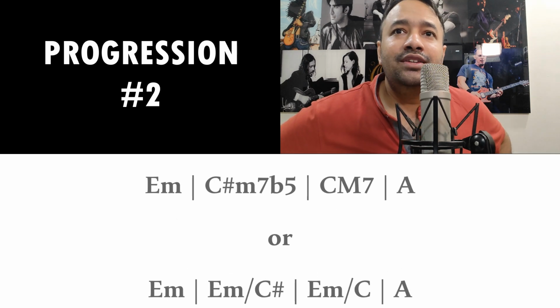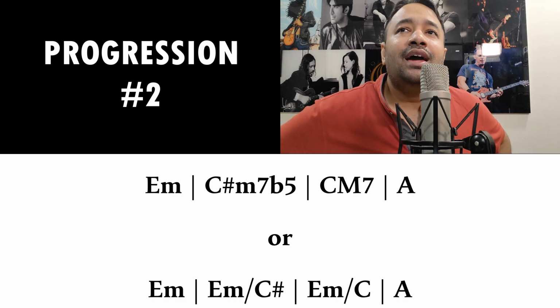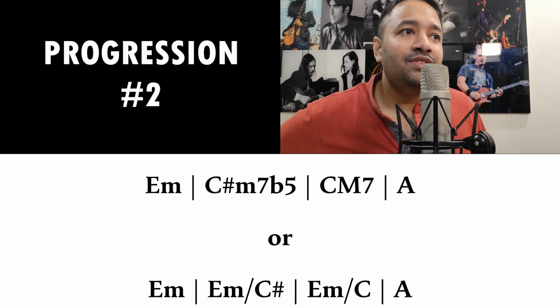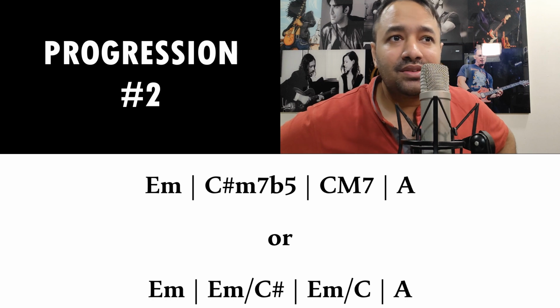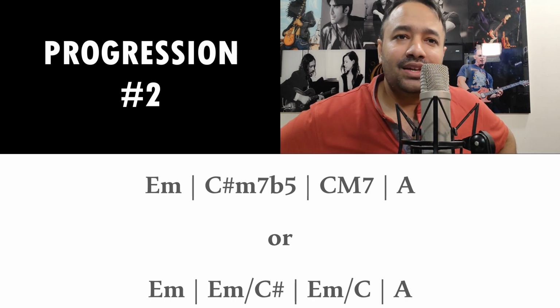So we can rewrite this chord progression like this. We have an E minor, then an E minor slash C sharp. That means an E minor triad with a C sharp in the bass. Then we have an E minor with the C in the bass. And lastly, we have an A major. So now let's analyze this.